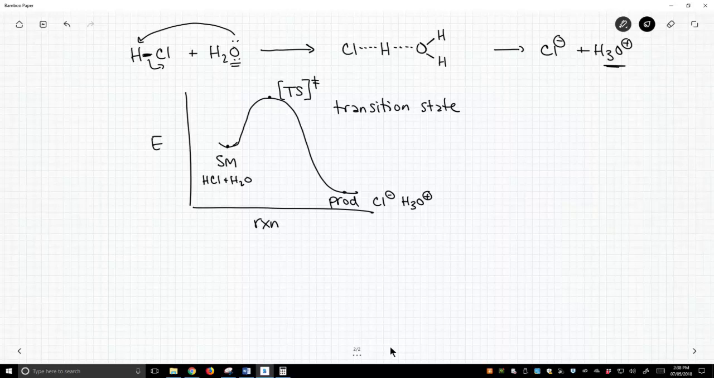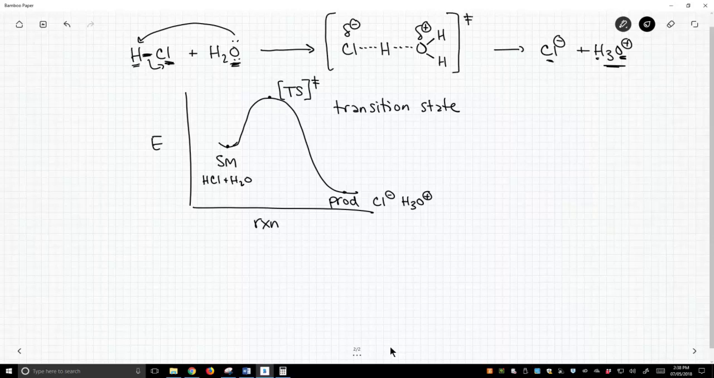Now, in the in-between state, this oxygen has gone from being neutral to having a positive charge. So halfway in the reaction, it's going to have some degree of positive charge. This hydrogen starts neutral and finishes neutral, so there's no change there. But the chlorine goes from being neutral at the beginning to negative, so there's going to be a partial negative there. And this in-between state during the reaction is our transition state.